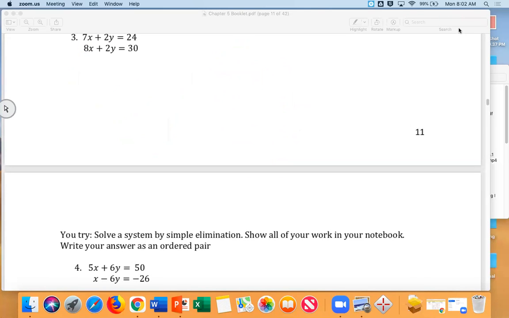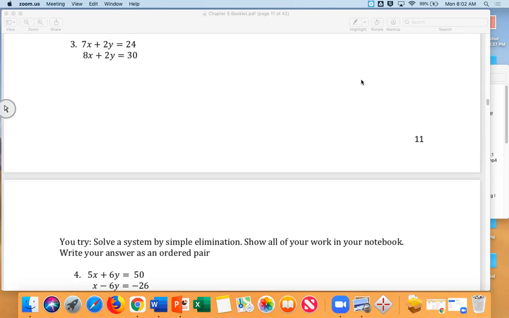Harshawn, which variable am I going to get rid of? X or Y? Remember, we want the variables that look the same. Is it X? No, Y? Y. We're trying to get rid of the Y's because they're the same. They're the easiest ones to get rid of. So let's put a box around the Y's. And I like to include the signs as well. Now I have 2Y and 2Y.